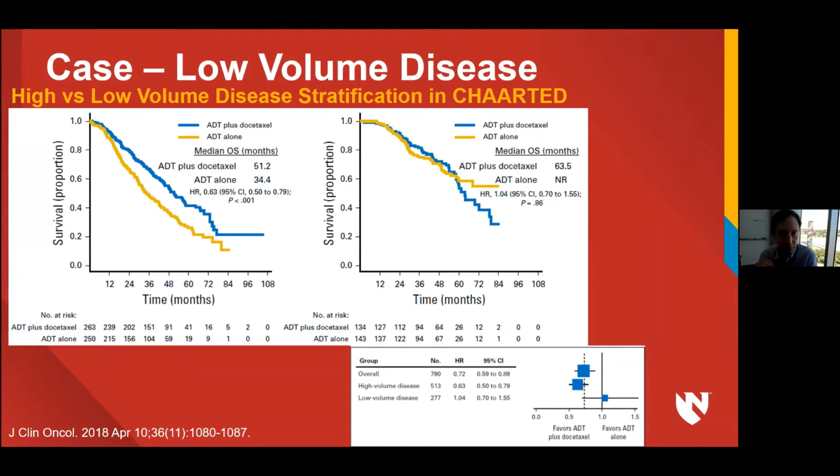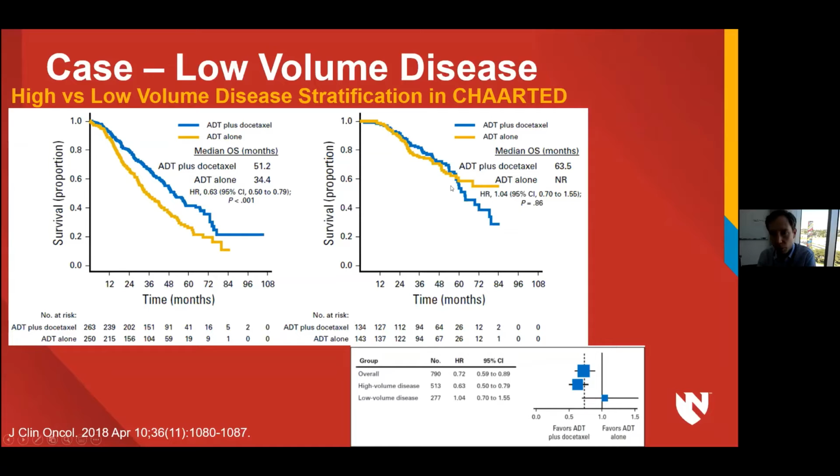Would this patient derive the same potential benefit with docetaxel as the first patient we discussed? I mentioned that one of the stratification factors is really the volume of disease. And this is from data published in 2018 of the final long-term survival in this study. On the left is the data for the high volume disease. And what you can see is the very significant benefit with hazard ratio 0.63, nearly 17-month overall survival benefit for chemotherapy was maintained long-term in the group with high volume of disease.